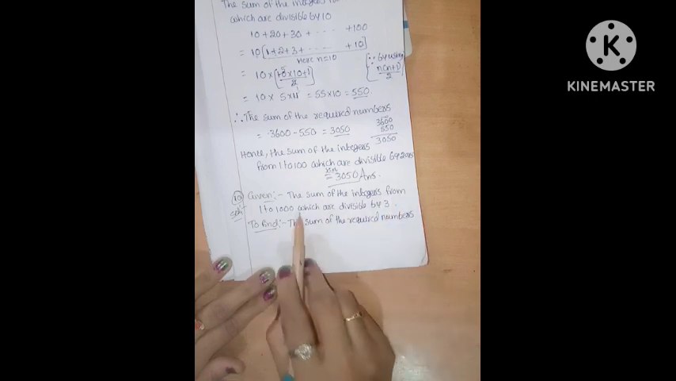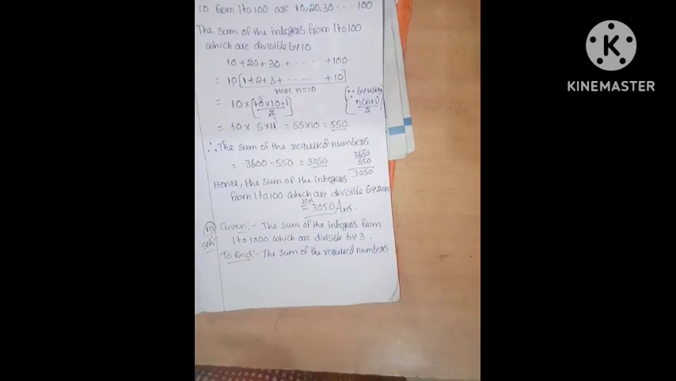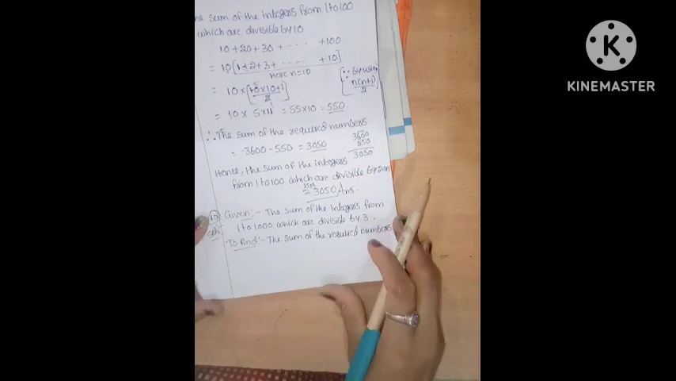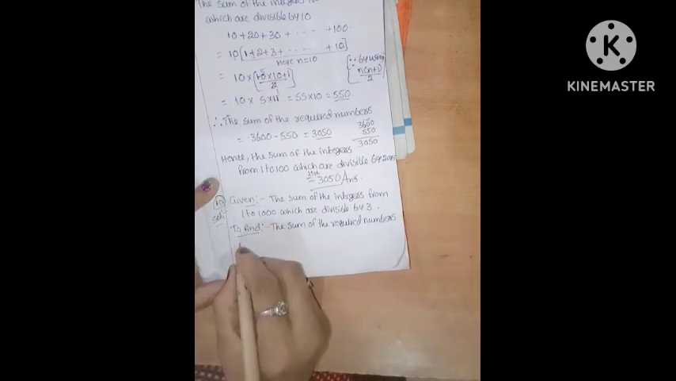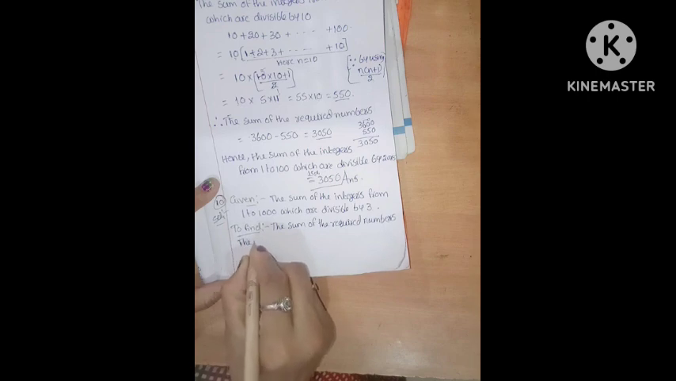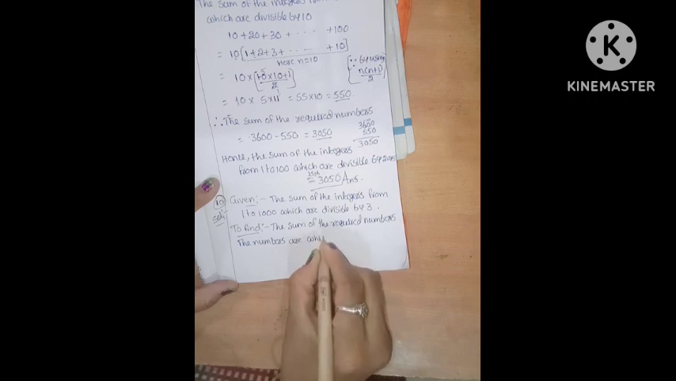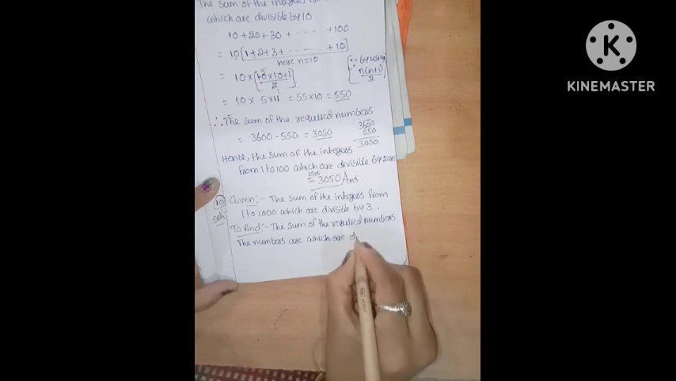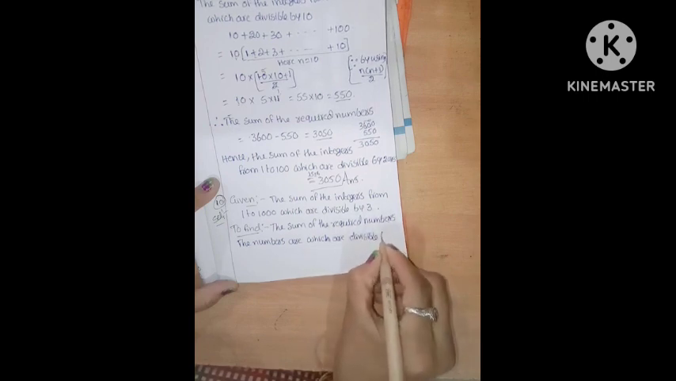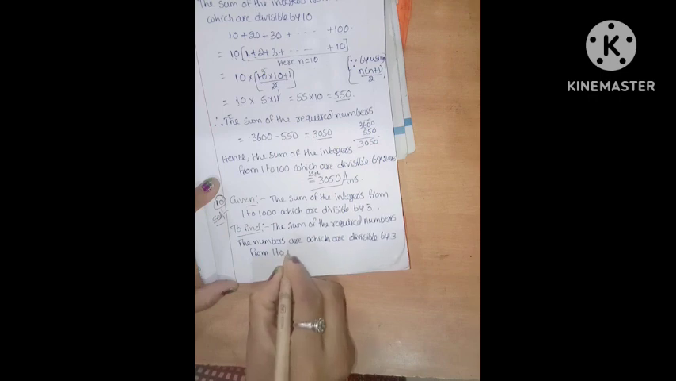The sum of the integers from 1 to 1000 which are divisible by 3. The sum of the required numbers, that is the question asked. So first you have to find out the numbers which are divisible by 3 from 1 to 1000.